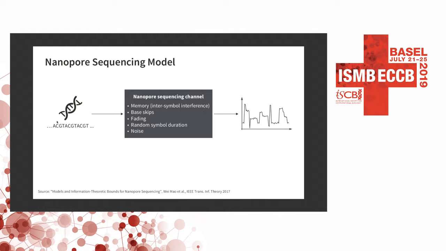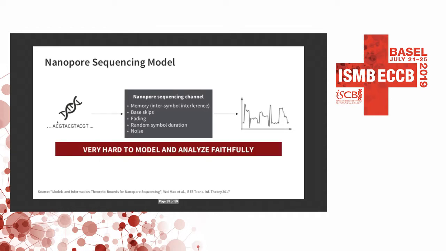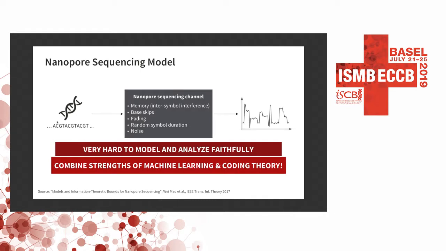So we started looking at the Nanopore as a communication channel, as a model. Basically the DNA goes in, there is a pore, the DNA goes through the pore, and what you get out is this raw current signal. And it's a very bad channel from a communication point of view. There are all sorts of non-idealities which you don't want. So it's very hard to model and analyze and actually develop codes for this. So we thought, why not use machine learning, which can help us do the modeling part, and then use error correcting codes on top of that. So let's see what we did.